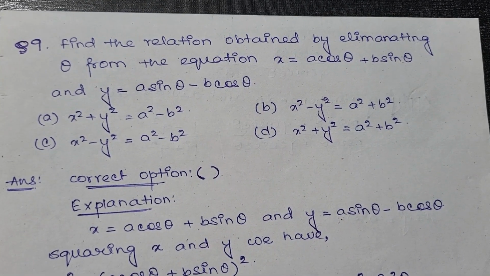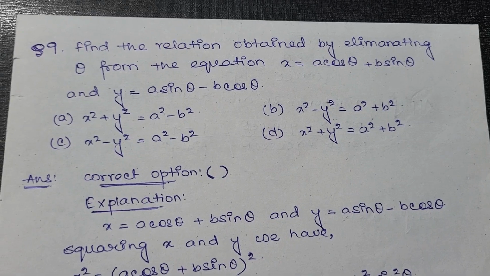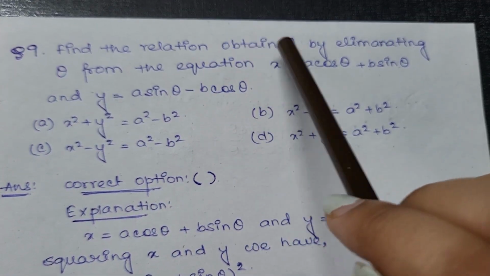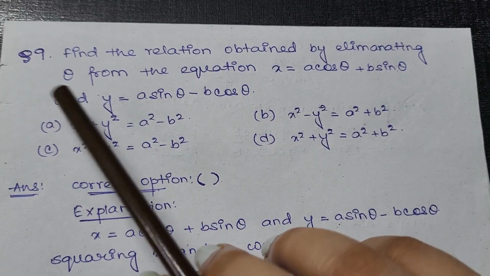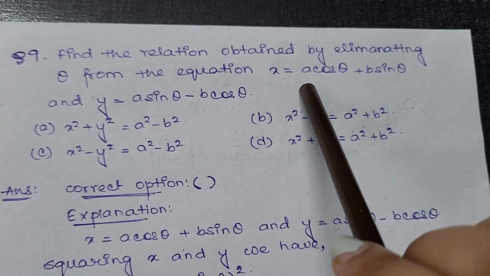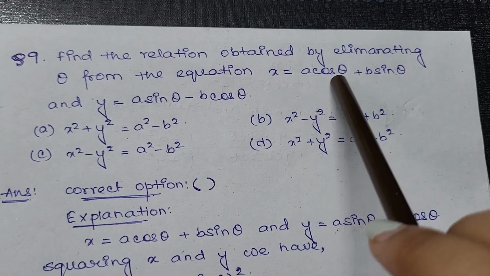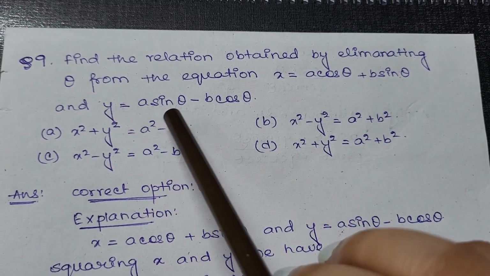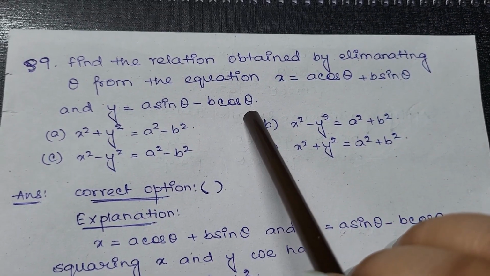Today we will discuss an elaborated MCQ on trigonometry. Question 9. Find the relation obtained by eliminating theta from the equation. What are the equations? x is equal to a cos theta plus b sin theta and y is equal to a sin theta minus b cos theta.